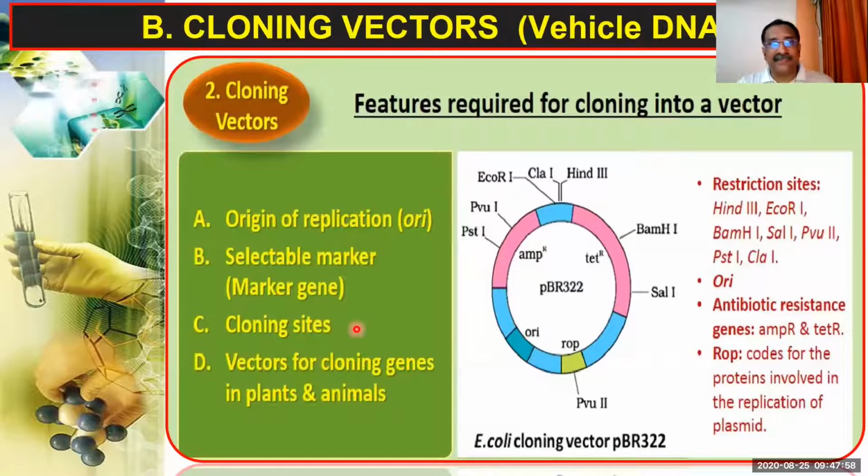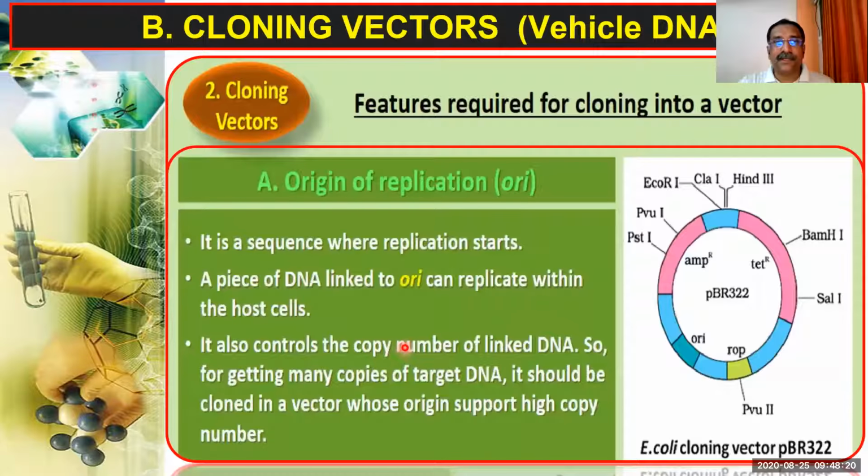Then in addition to that, cloning sites must be there. Actually, I don't think these characteristics are in your textbook, but you just see that. These are the cloning sites. And finally, under features, vectors for cloning genes in plants and animals. That means once you insert it in plants and animals, then it starts to multiply. So these are the 4 points you have to keep in mind.